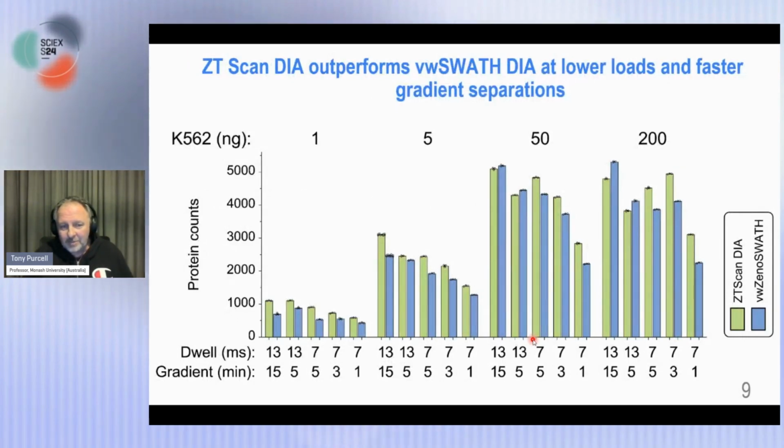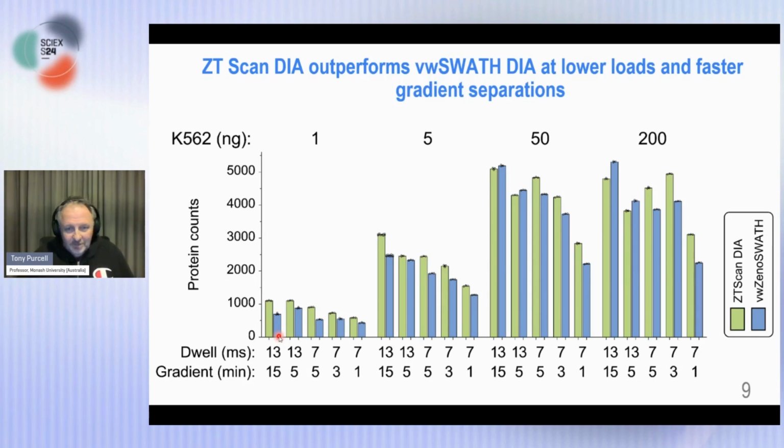These sorts of experiments generate a huge amount of data, and I wasn't sure which order to show the next 2 slides, but I've decided on this one. What you see here in these various sections are the different K562 loads, with gradient time along the bottom here, from 1 to 15 minutes. In the green is the ZT scan DIA data, and this is the proteins that we're able to identify in these experiments. And in the blue bar is the corresponding variable window SWATH experiment.